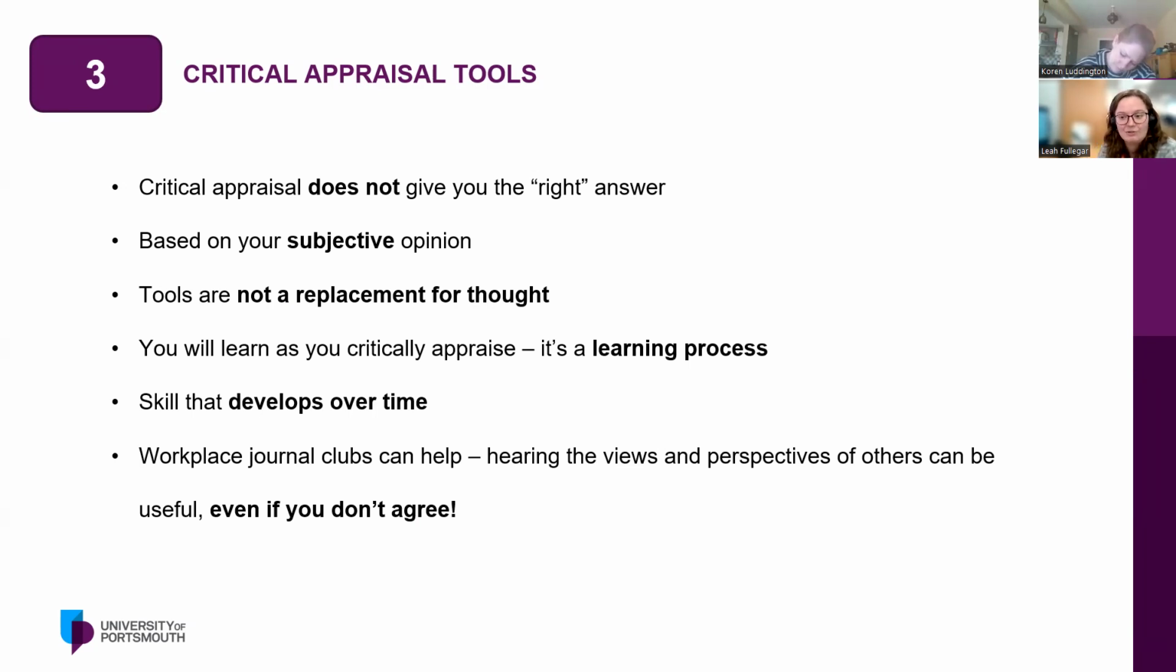And refining these thoughts and opinions when critically appraising is a learning process and a skill that develops over time. It can be really helpful to set up things like workplace or peer group journal clubs. This would be where you get together as a group and discuss an article together. This is normally particularly helpful because hearing the views and perspectives of others can help you narrow down what you think and help you put it into words. You won't always agree. You probably won't agree a lot of the time, and that's okay.